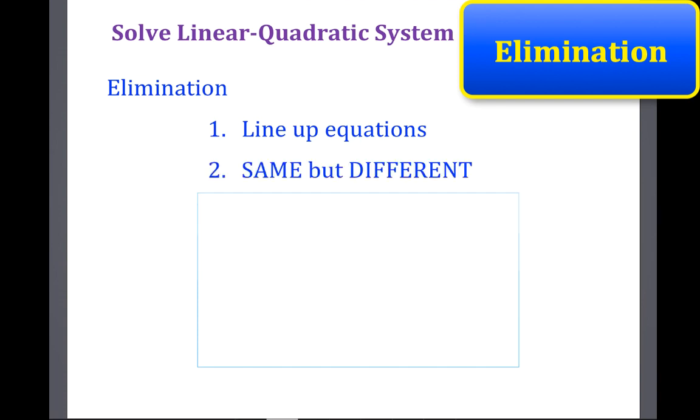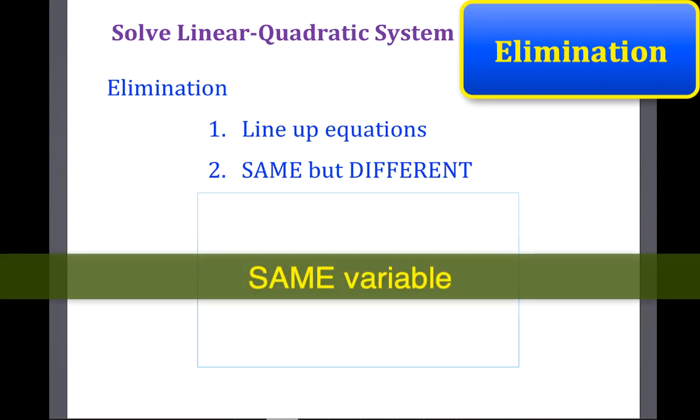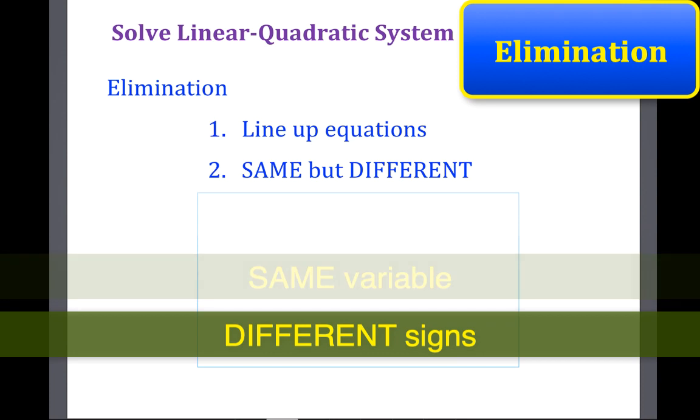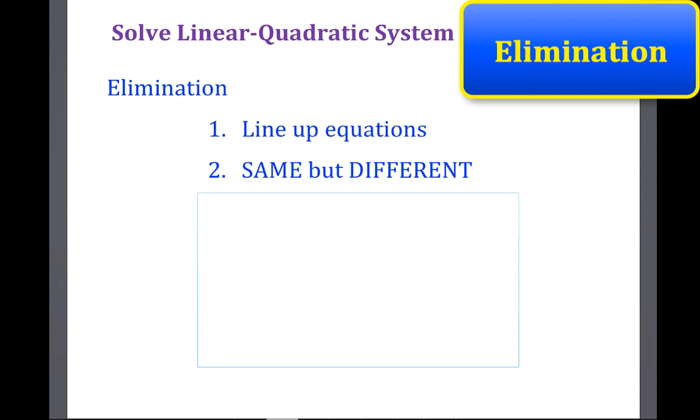The next step is to make everything look the same but different. This is probably where the way I'm going to show this to you will look a little different than you might have remembered learning in 10C, but that's okay. Same but different essentially means we want to pick one variable to look the same, but with a different sign. What this means is we can then, in step 3, add.